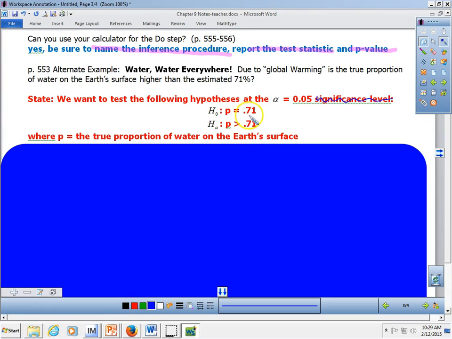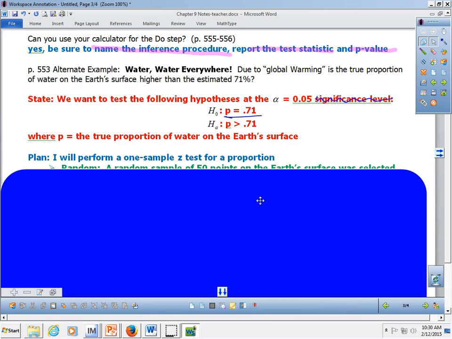It's the statement of no difference. We think that the proportion of water on the Earth's surface is higher than 0.71. Our statement of no difference is that it is equal to 0.71. Our alternative hypothesis is that the proportion is actually higher than 0.71. And tell everybody what p stands for. p is the true proportion of water on the Earth's surface. You need to write that out, state that out. Okay?